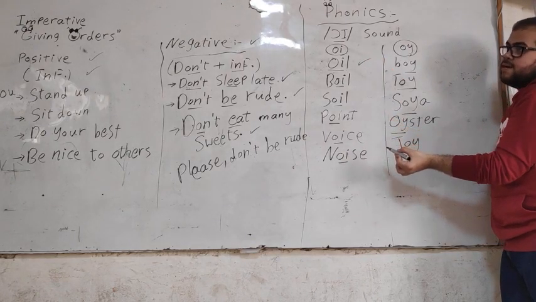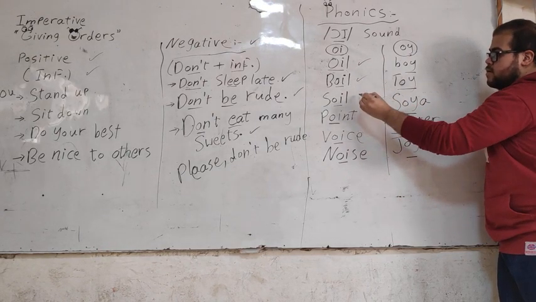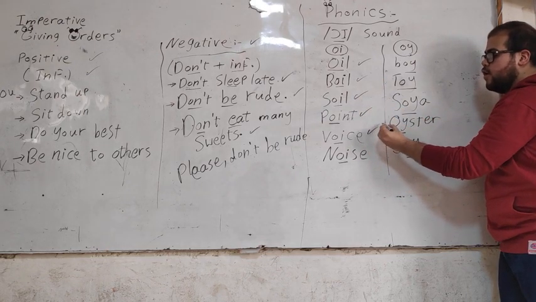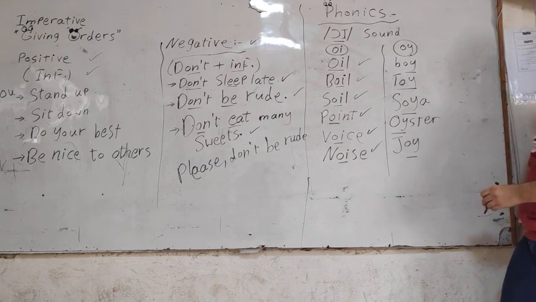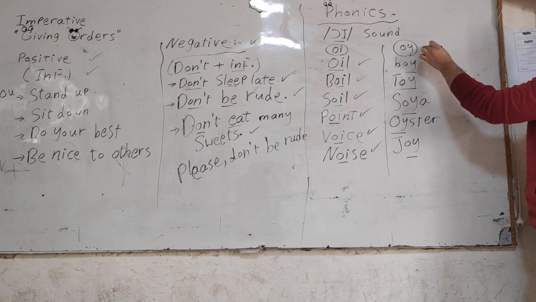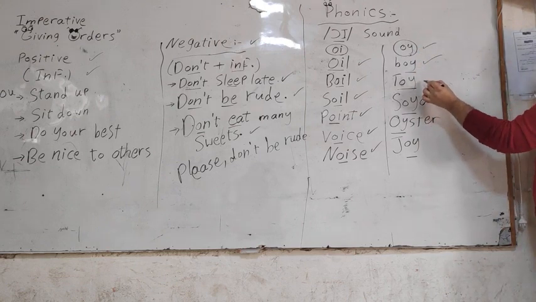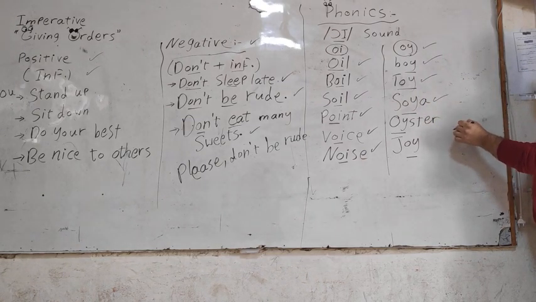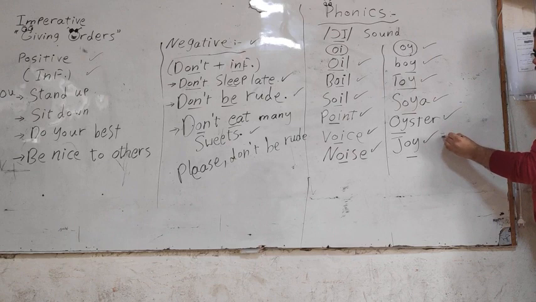Now I want you all to repeat after me. Oil, boil, soil, point, voice, noise. Okay. And oy, repeat after me also. Boy, toy, soya, the soya sauce. You know the soya sauce, right? Oyster, that thing we eat from the sea. And joy, which means happiness.